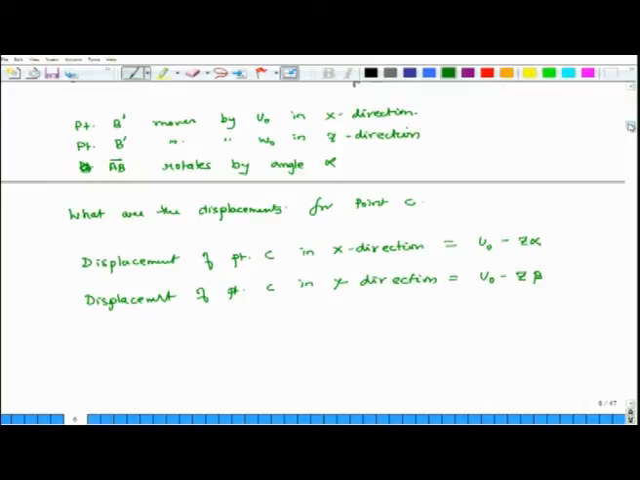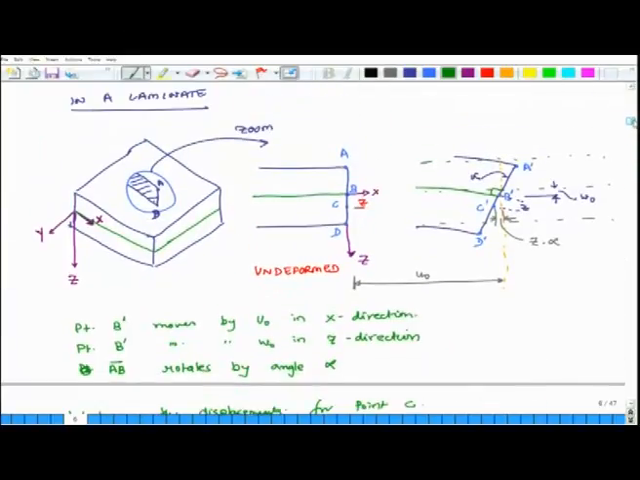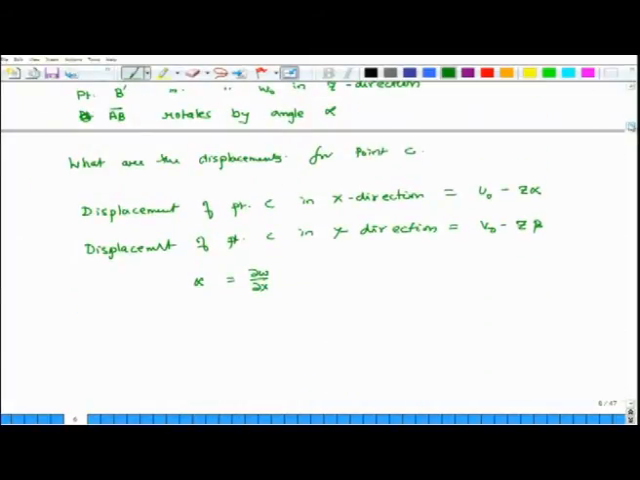Okay. Next thing we know is that alpha is equal to del w over del x. So, it is v naught minus z times beta. Okay. So, alpha is del w over del x, right. Basically, it is the slope of this line, and slope of this line is del w over del x. And similarly, we can say that beta equals del w over del y.